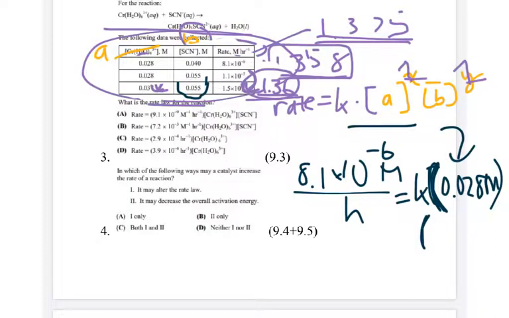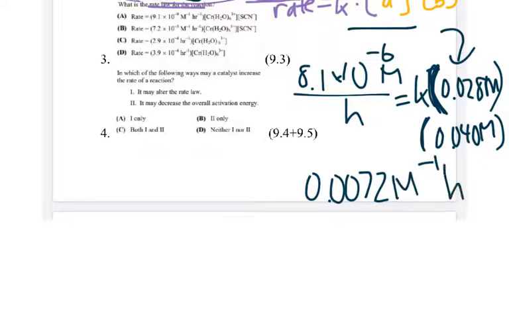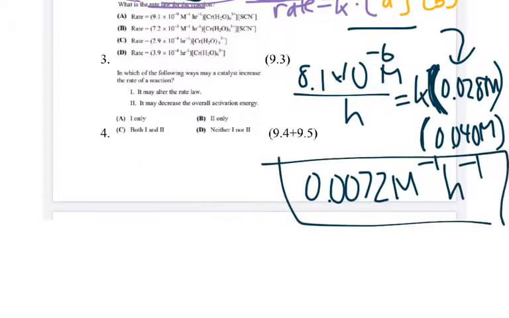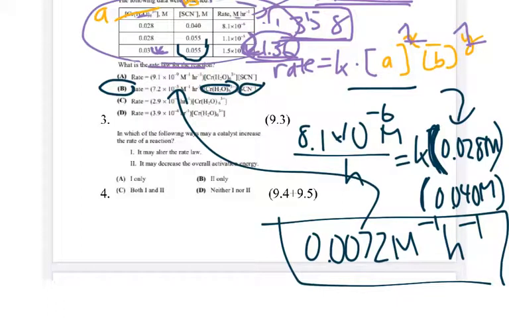And we know that the second molarity is going to be 0.040 molar. And doing the math and keeping track of our units, I get 0.0072, and the units will be molar to the negative 1 and hour to the negative 1. So this is the rate constant, and it seems like B fits the answer that I was going for, because this is the rate constant, 7.2 times 10 to the negative 3, and we know that these two substances, A and B, are first order. So we're done with that.